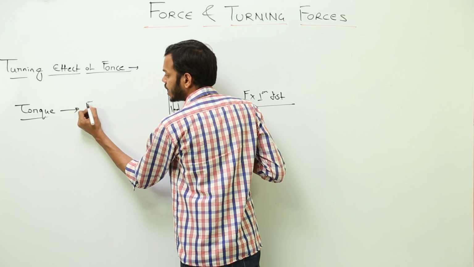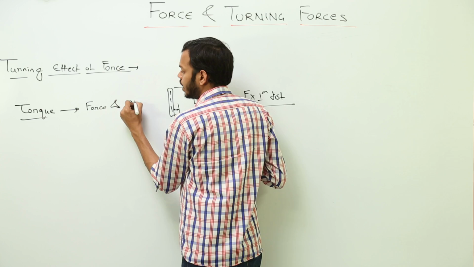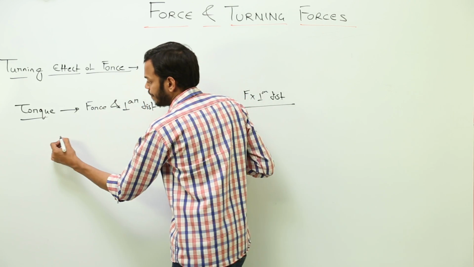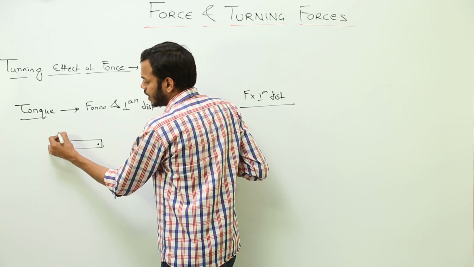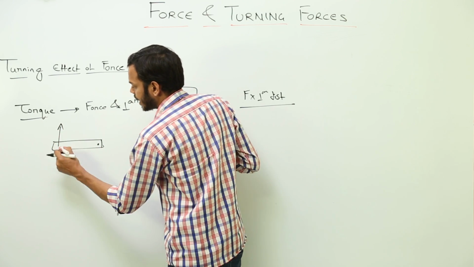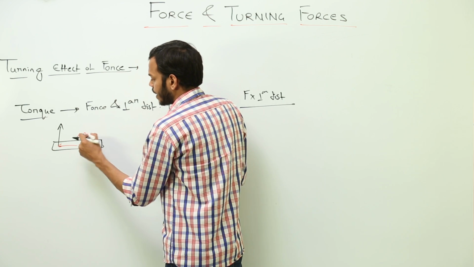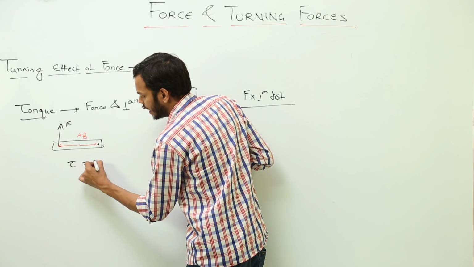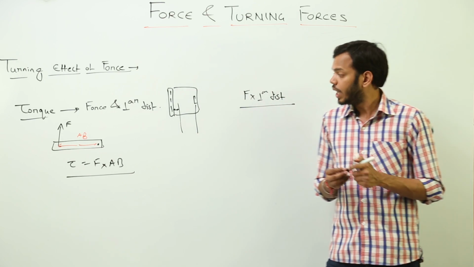Torque is measured as the product of force and perpendicular distance from the point of application. That means if there is a rod which is fixed at this point, the force which is applied times this perpendicular distance. Let us say this is AB, okay? So the torque is represented as force times AB, or force times perpendicular distance.